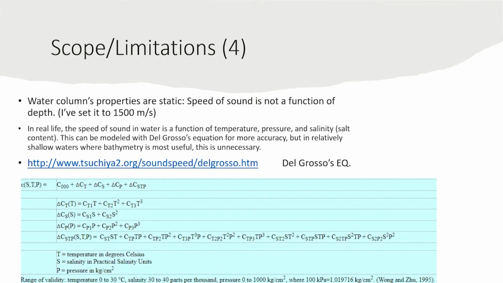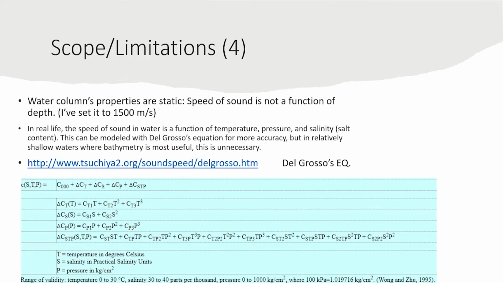The final limitation of my project is I'm setting the water column's properties as a static constant. The speed of sound in this simulation is not a function of depth. In real life, people working in bathymetry problems will record the speed of sound as a function of depth in their environment before they start making measurements, and then they can use that to counteract the skewing or the bending of sound underwater due to the change in temperature, salinity, and pressure.